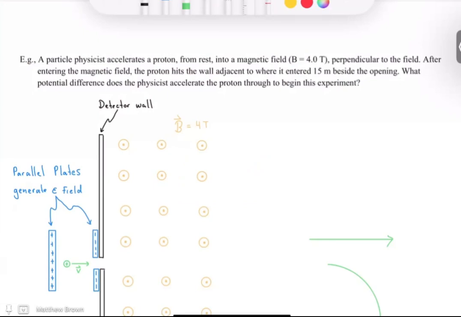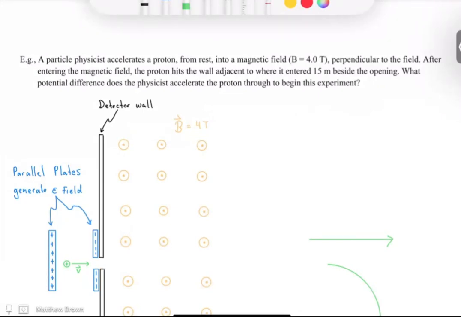So in this example, we have a particle physicist who accelerates a proton from rest into a magnetic field that's 4 Tesla, perpendicular to the field. After entering the magnetic field, the proton hits the wall adjacent to where it entered. This means beside, right? 15 meters, well, we don't really know where exactly, up or down or over. We're not given a lot of details or a diagram. I made one, but I'll get to that. So we want to know what the potential difference is that the particle is accelerated through. And we know that it's a proton.